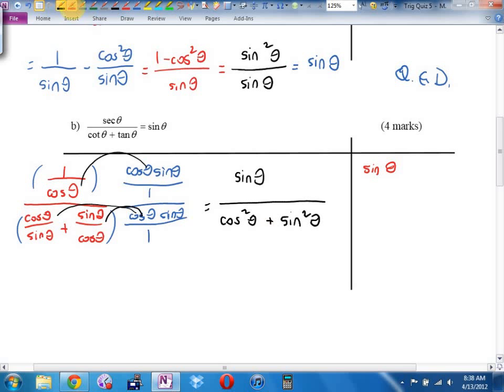Okay, don't worry about it. If you just wrote sine theta, if you didn't write the over 1, I'm totally good with that. But then I would do my traditional nerdy sign off. Q.E.D.